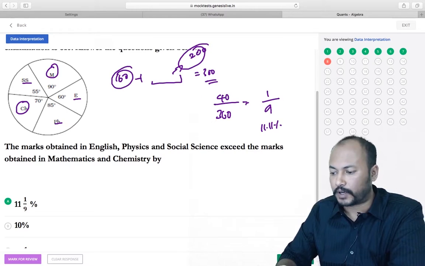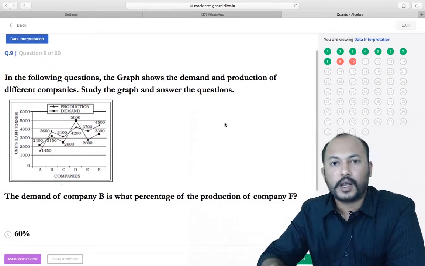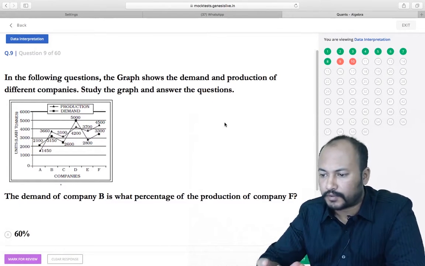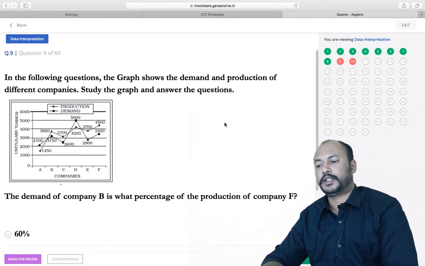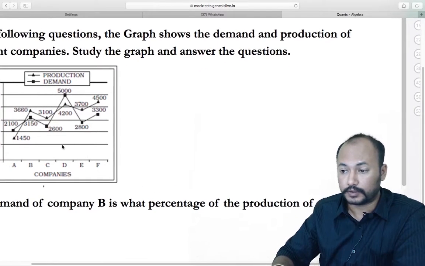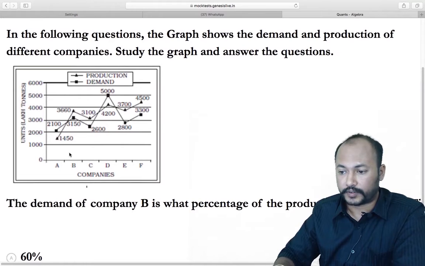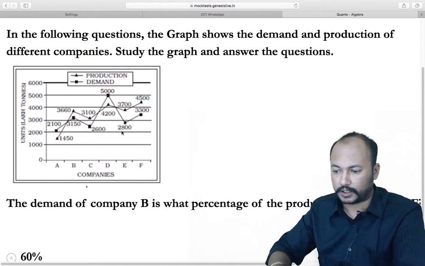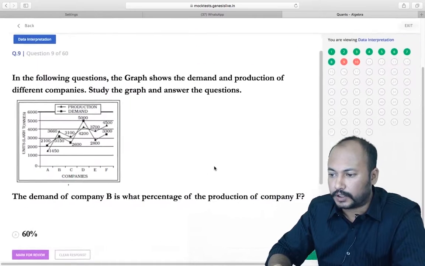Fine. Next one. Question number 9. In the following questions, the graph shows the demand and production of different companies. Study the graph and answer the questions. First, let's understand what the graph is about. Demand and production of different companies. Companies are denoted as A, B, C, D, E, and then demand, production, these symbols. This is production and this is demand. For A, 1450 is production and this is demand. Similarly for the others. This is the rough understanding of the graph.